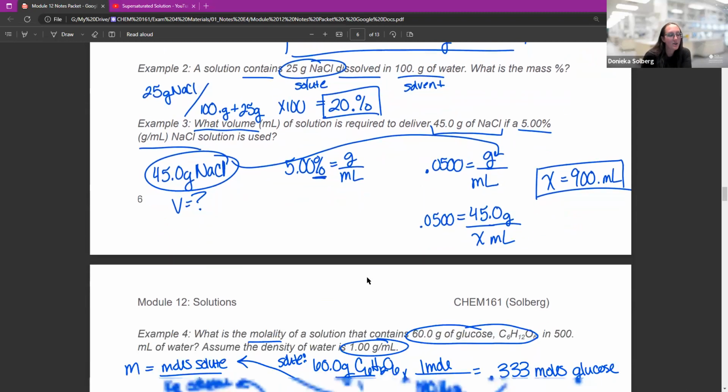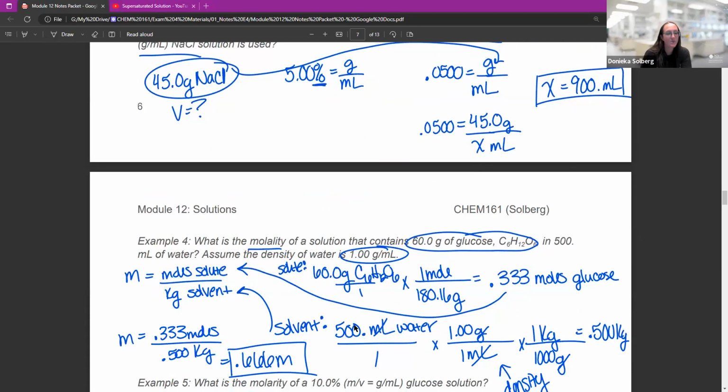Okay, now example number 4. It looks like I also have example number 4 on here, and then I'll have you do the next couple by yourself. But this one has to do with molality. Remember, molality is the only one that is not part per whole, it is part per part. So what is the molality of a solution that contains 60 grams of glucose in 500, I put that there so it has 3 sig figs, milliliters of water? Assume the density of water is 1 gram per milliliter.